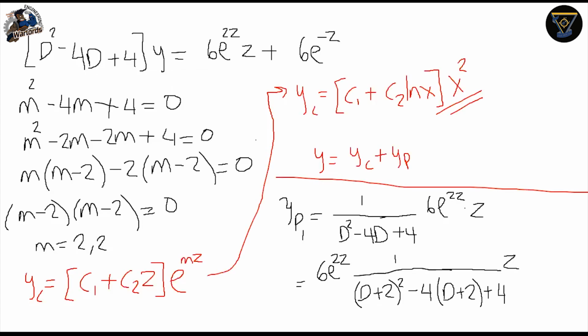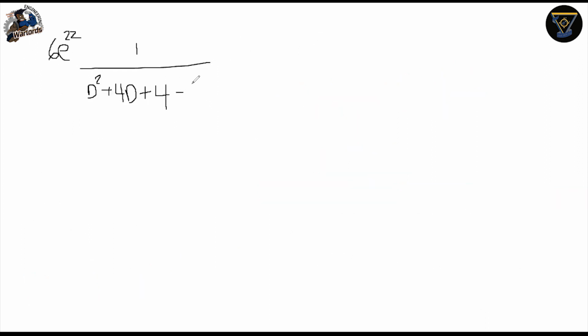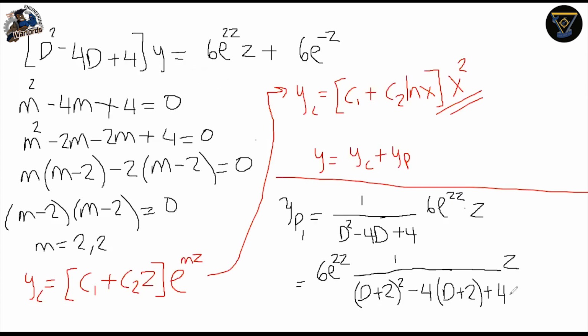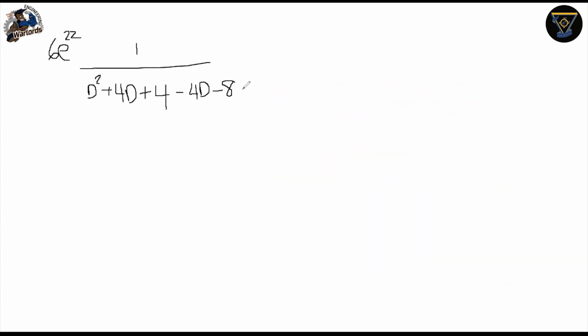If we go back now, we have a minus, so we're going to expand the 4 now. So it's minus 4d minus 8. And this is going to be plus 4. Remember that you still have your z here.